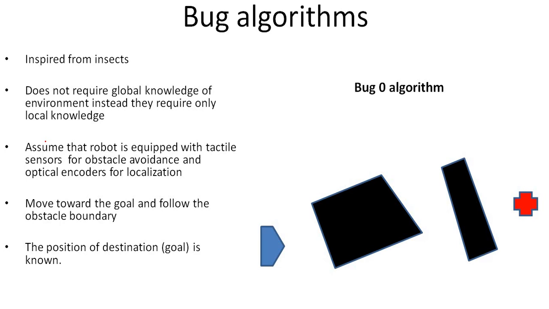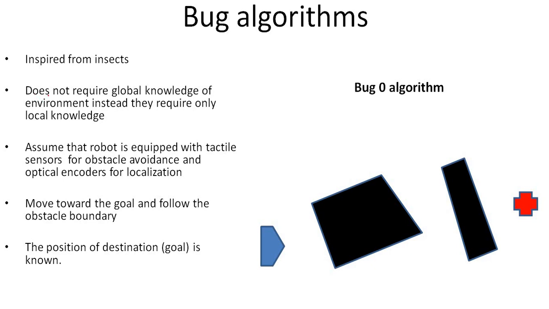Okay, now we shall see some algorithms for navigation of a mobile robot, and these kinds of algorithms we call bug algorithms. Bug algorithms are inspired from insects, you can say. Simple insects, how they navigate through the environment. So these bug algorithms are inspired from insects like flies or some other kind of insects.